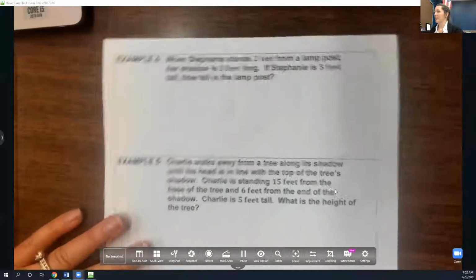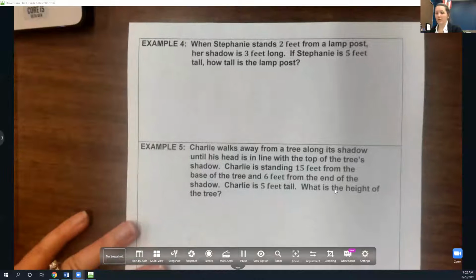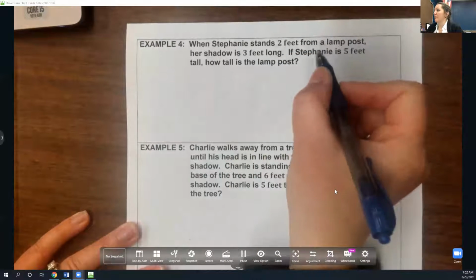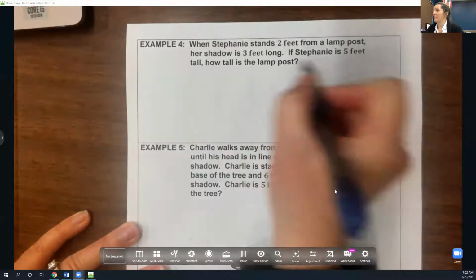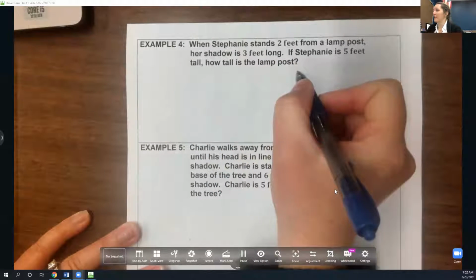So let's look at these that don't have pictures with them, and we'll draw the pictures on here. When Stephanie stands 2 feet from a lamppost, her shadow is 3 feet long. If Stephanie is 5 feet tall, how tall is the lamppost?